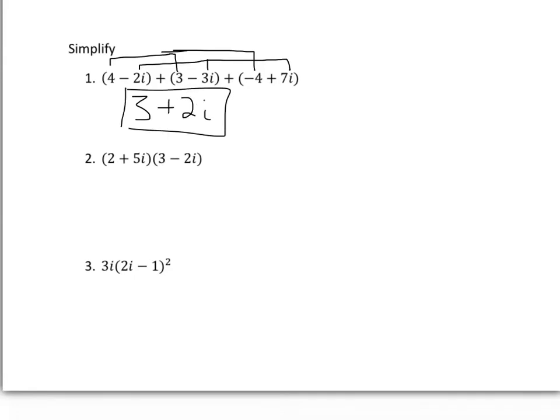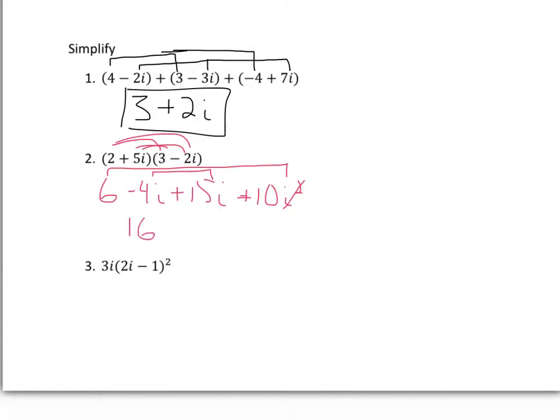You combine like terms. This one's just a product, so we're just going to FOIL. Work this all out. We'll have 6 minus 4i plus 15i minus 10i squared. Now remember that i squared is -1, so we can actually combine these as like terms. Because i squared is -1, you can really forget about the i squared and change the sign. So 6 plus 10 is 16, and 15 minus 4 is plus 11. The final answer is 16 plus 11i.